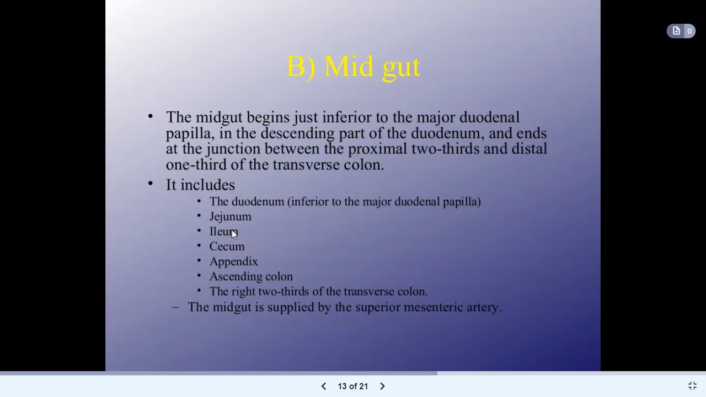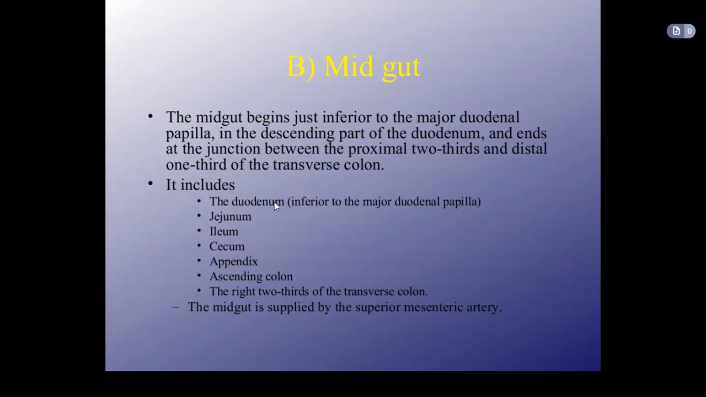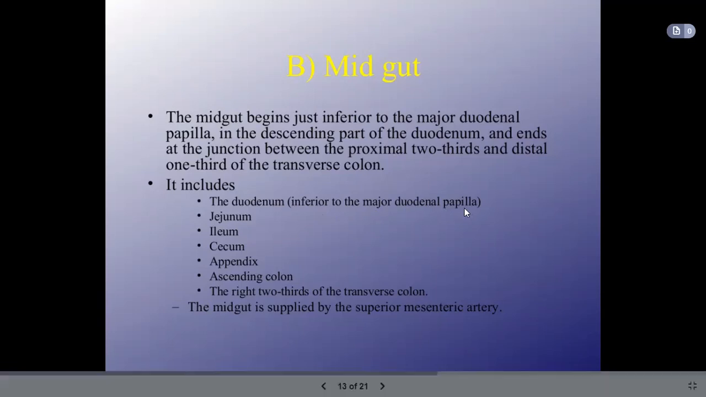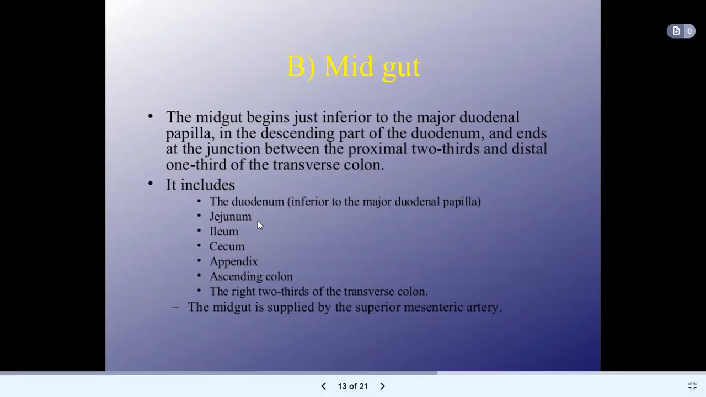And what are the organs that we have? What structures do we have in the midgut? So we have the duodenum. Remember, we said that the duodenum is also part of the foregut, but the part of the duodenum that is superior to the major duodenal papilla is in the foregut. But the part of the duodenum inferior to the major duodenal papilla is in the midgut. And then in the midgut, we have the jejunum, the ileum, the cecum and appendix, and the ascending colon. And then we have the right 2/3 of the transverse colon.